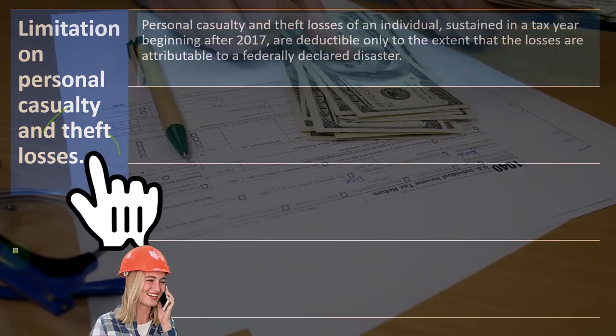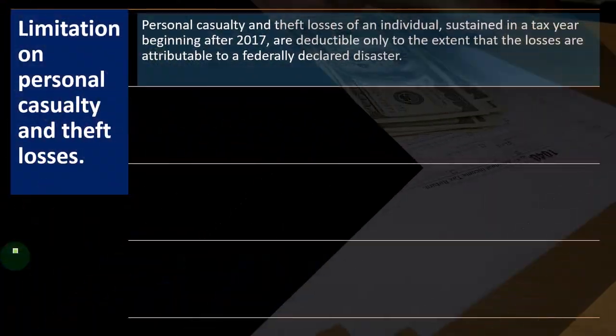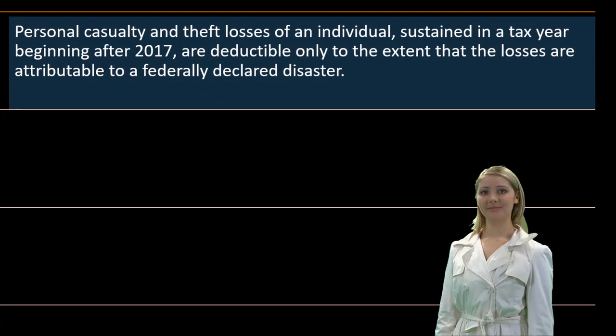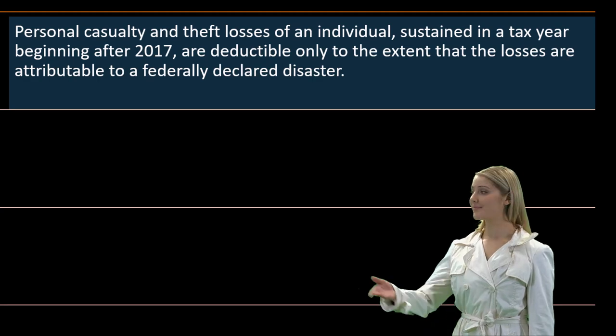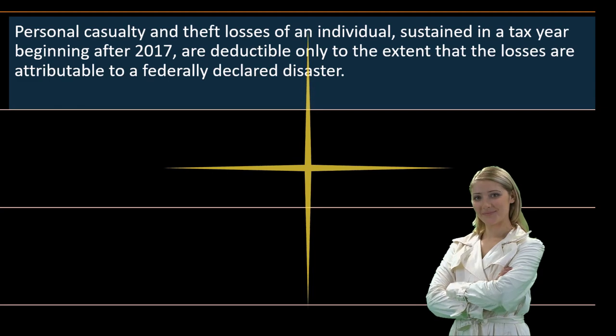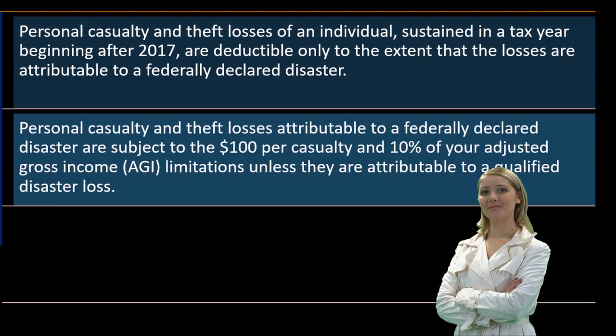Limitation on personal casualty and theft losses. Personal casualty and theft losses of an individual sustained in a tax year beginning after 2017 are deductible only to the extent that the losses are attributable to a federally declared disaster. Once again, in case you didn't get that point.